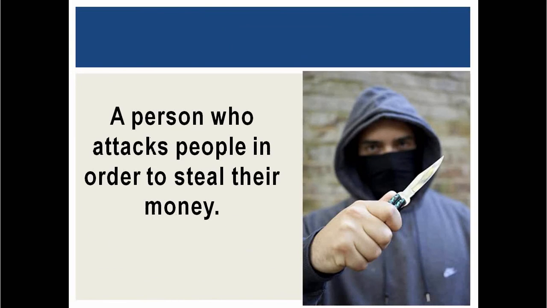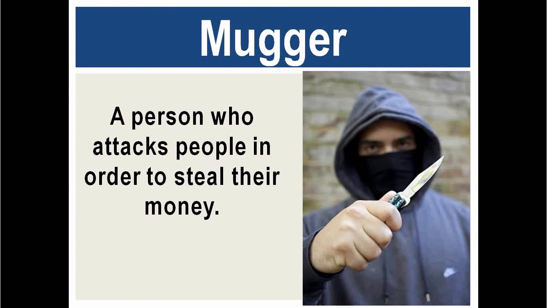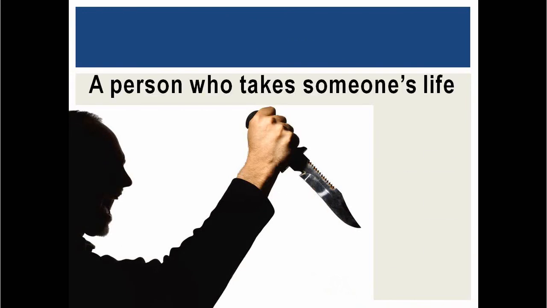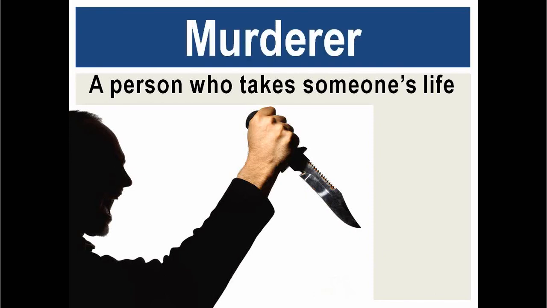So someone is threatening another one, a person who attacks people in order to steal their money. So he's attacking other people in order to steal their money. His name is mugger. So mugger, again, is a person who attacks people in order to steal their money. But what about this one? Someone who's going to kill you or someone else. He has a name. A person who takes someone's life, his name is murderer. Okay, so murderer, a person who takes someone's life.